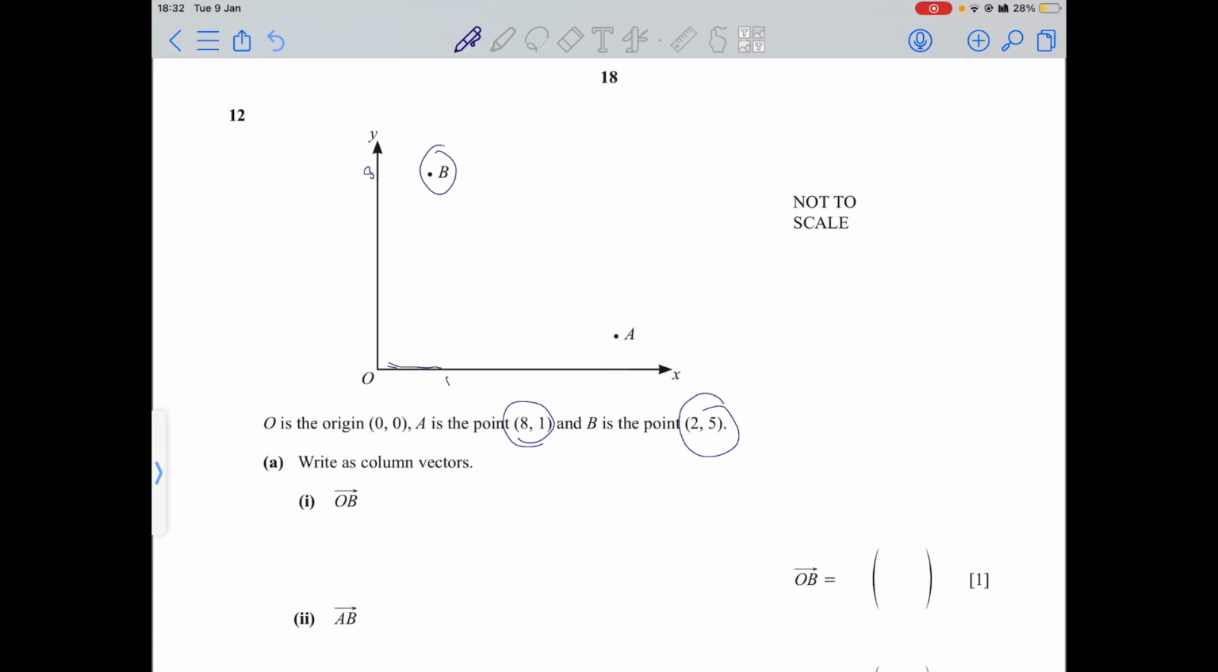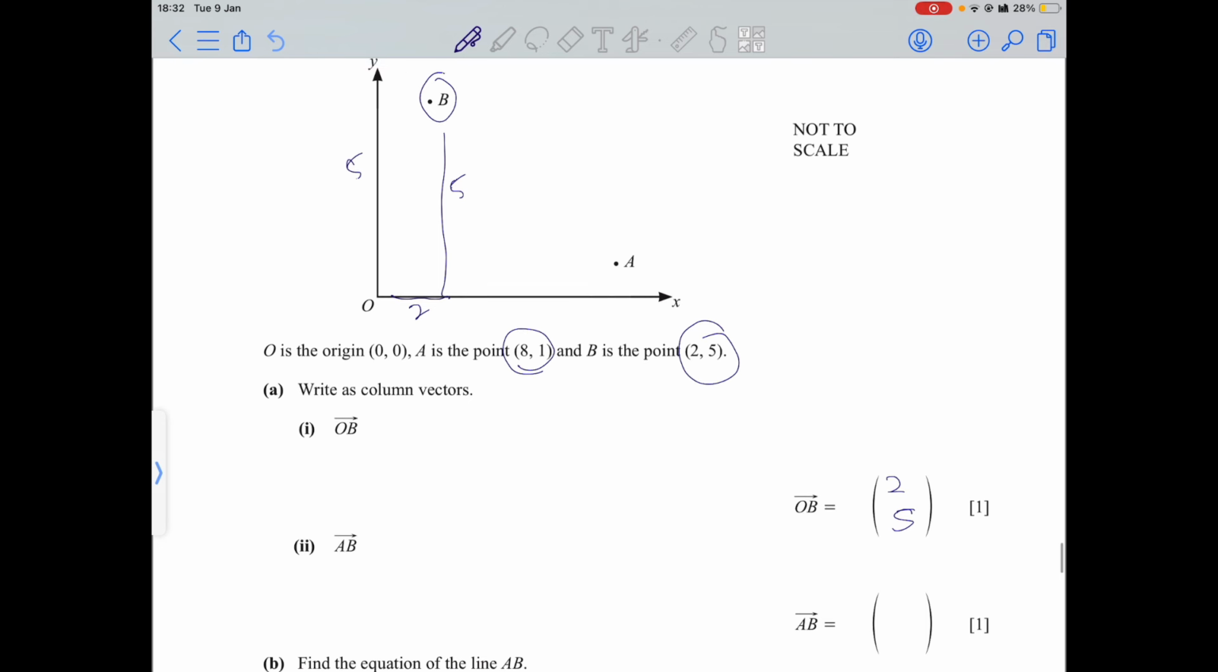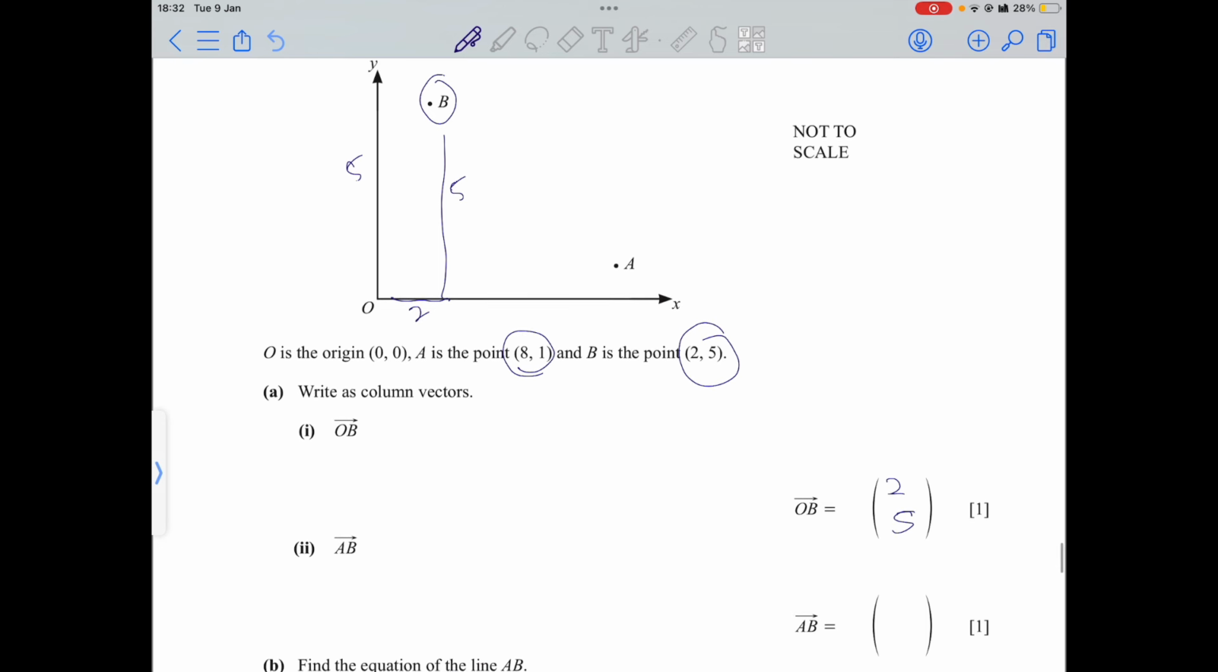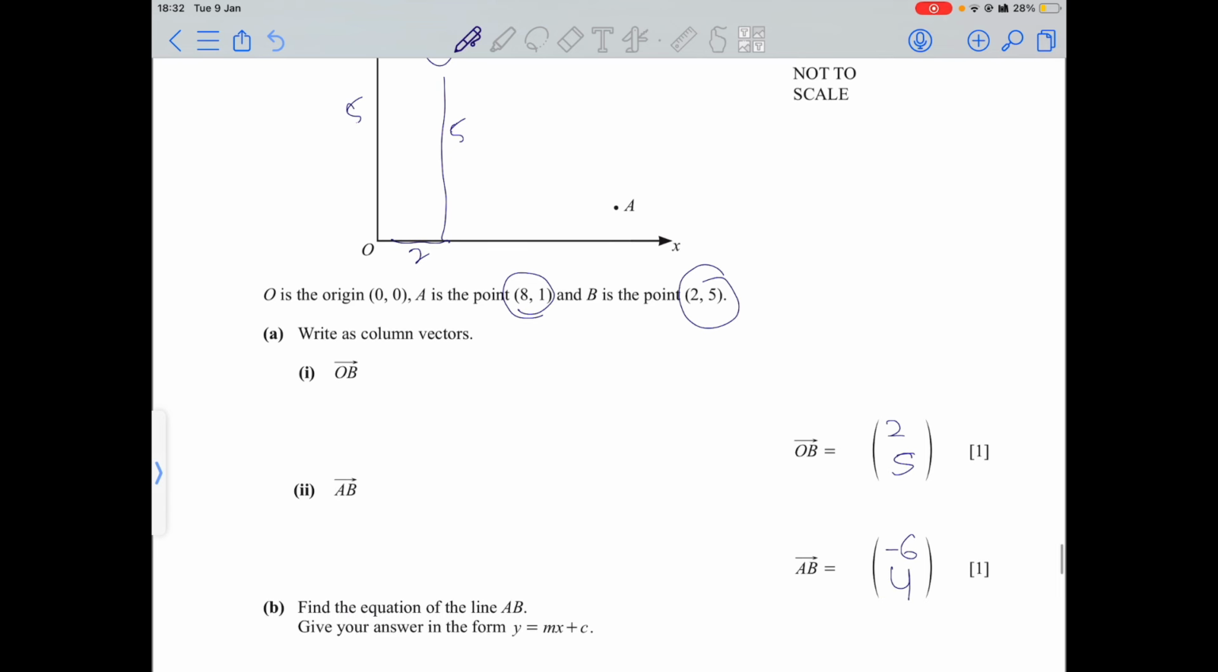Actually, no, I'm sorry for that. Point B is 2, 5, so you move 2 steps to the right and 5 steps up from the origin. Now AB: A is at 8 on x and B is at 2. So from 8 to 2, you need to subtract 6, and A is at 1 and B is at 5 on y, so you need to add 4. That gives you this vector.